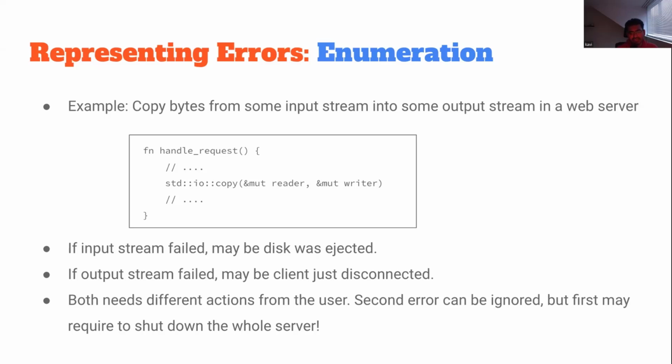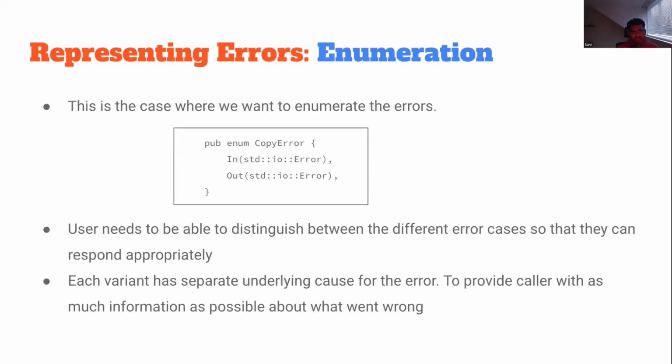And if it's some problem with the disk, then there is no point in running any more requests, right? Because everything's going to fail. So basically you may have to shut down the whole server. So that's the idea why we need to have different enumeration of errors. In our case, for this example, we may have something like copy error, which exactly tells where the error happened, whether it's from the input stream or output stream.